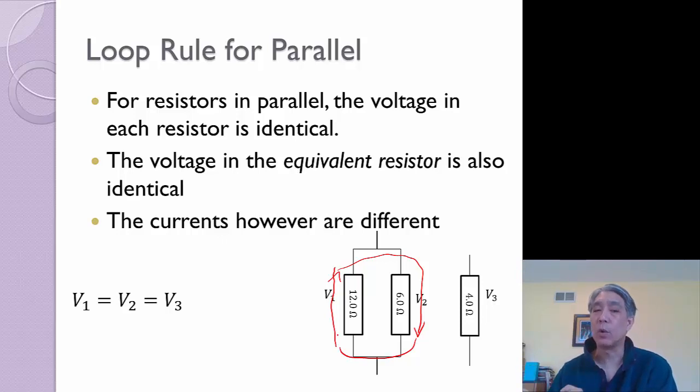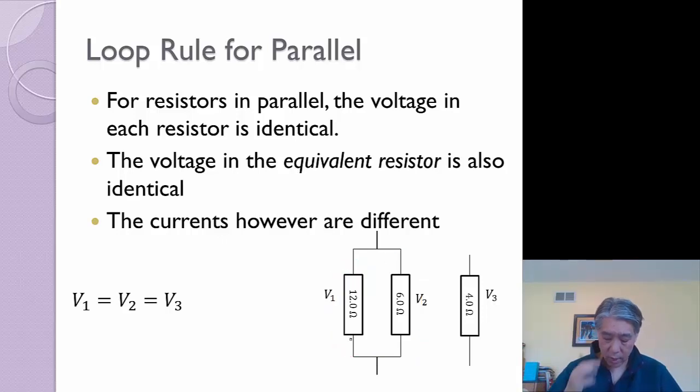The currents, however, will be different. Mathematically speaking, the voltage of all three of these resistors, my original two, V1 and V2, and the equivalent resistance, must be the same. So V1 equals V2 equals V3. This is similar to what we saw in series resistors where the current was the same: I1 equals I2 equals I equivalent.